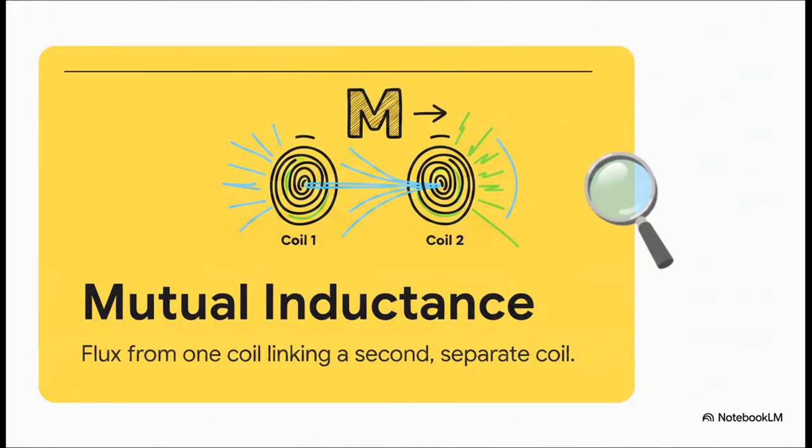Now, let's take this concept and level it up to what I honestly consider the superpower of induction. Mutual induction, denoted by M. If we bring a second, totally separate coil close to the first one, the expanding and collapsing magnetic flux from coil 1 will actually sweep right across the wires of coil 2. The induced voltage in that second coil becomes M times the rate of change of current in the first coil. Think about that for a second. We are literally inducing voltage across empty space.